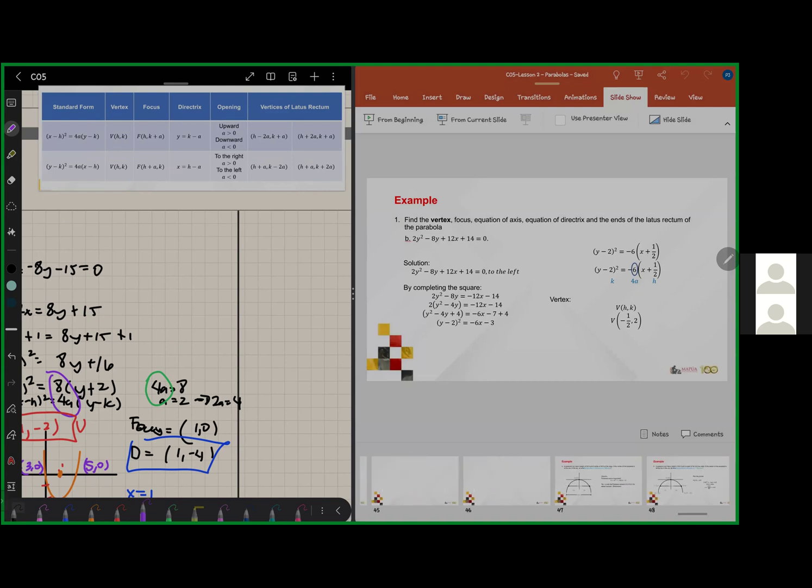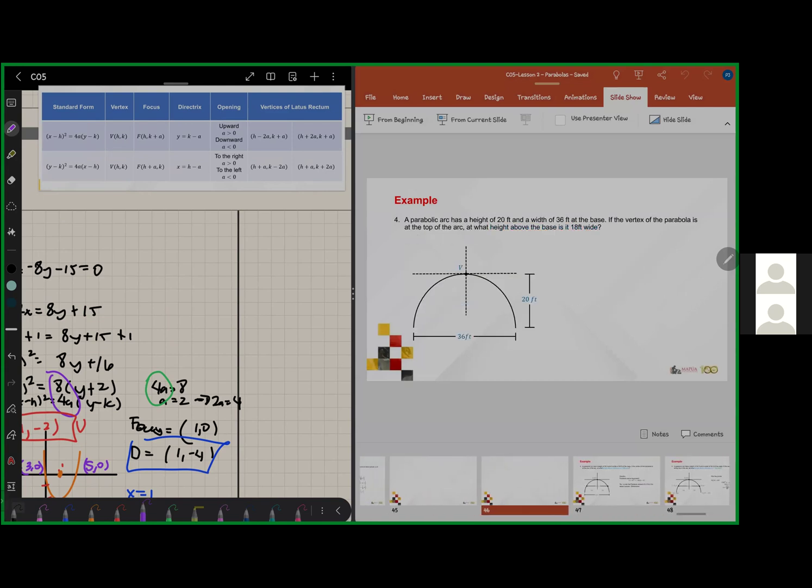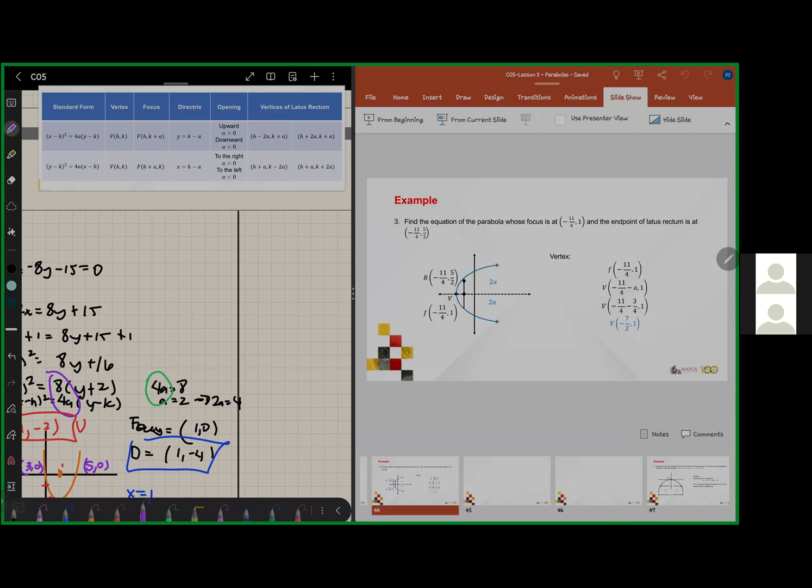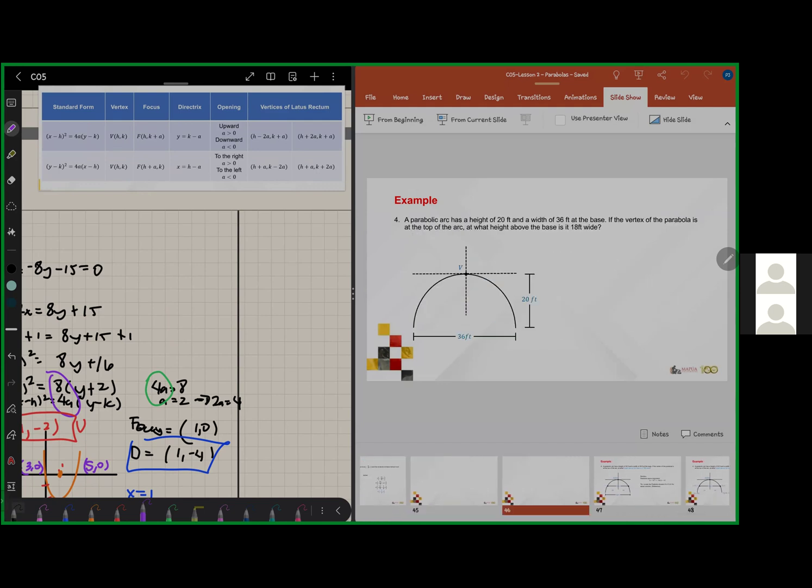So let's try to solve these word problems that involve parabola. And here: a parabolic arc has a height of 20 feet and a width of 36 feet at the base. If the vertex of the parabola is at the top of the arc, at what height above the base is it 18 feet wide? I think this is very similar to what I discussed when we were dealing with ellipses, if I'm not mistaken.